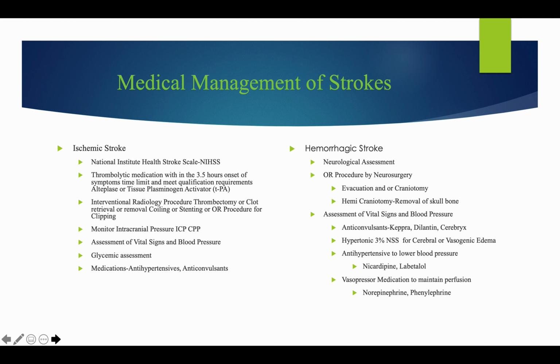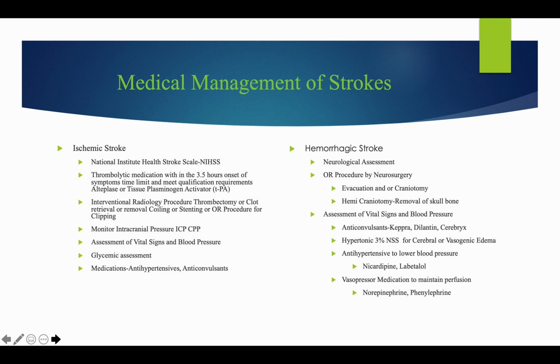In the neuroscience intensive care unit where I work, we assess the patients. If they receive TPA, you're assessing them every 15 minutes for 2 hours, every 30 minutes for 2 hours, and then every hour. Same thing with hemorrhagic strokes. You're constantly assessing the patients hourly. Some of the medical management is an OR procedure for neurosurgery. They can go in, depending upon where the hemorrhagic stroke is and the size of it, to do an evacuation of the stroke or the bleeding in the brain, or do a craniotomy.